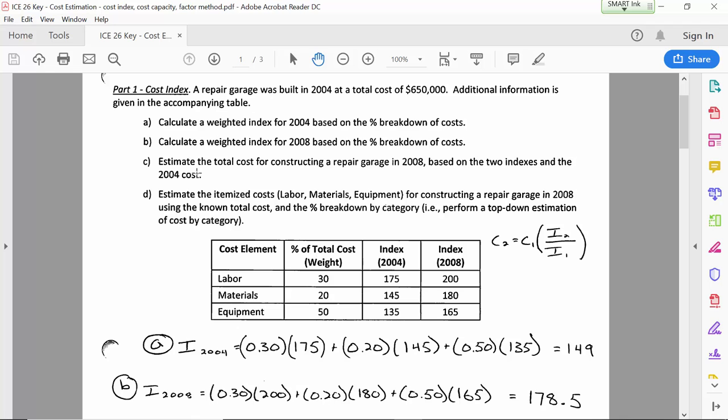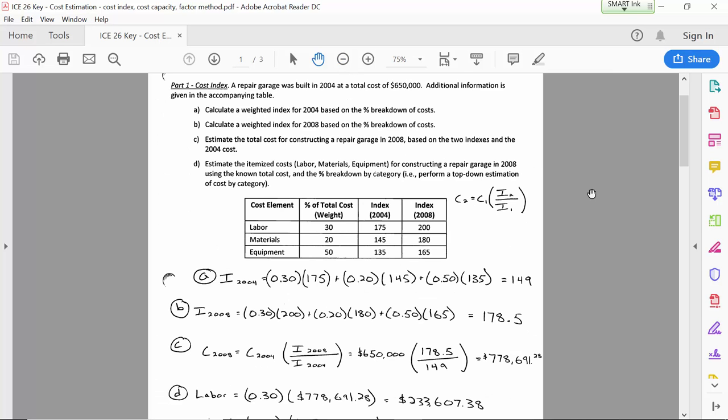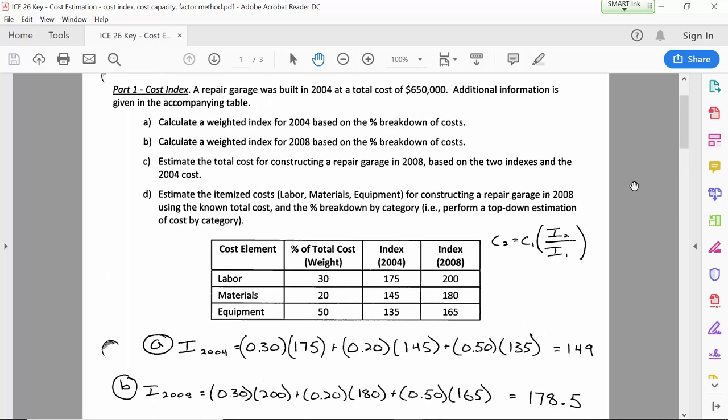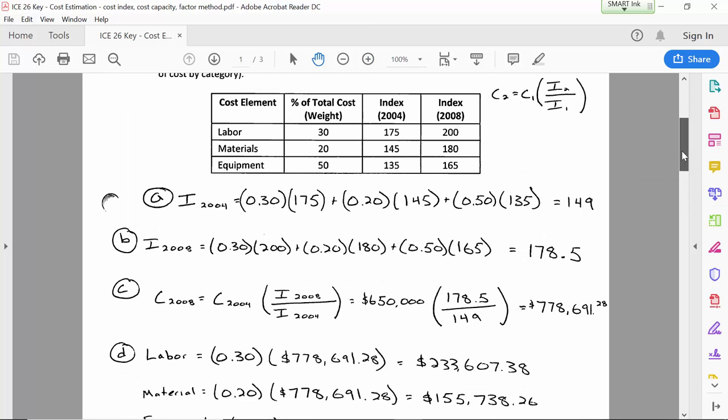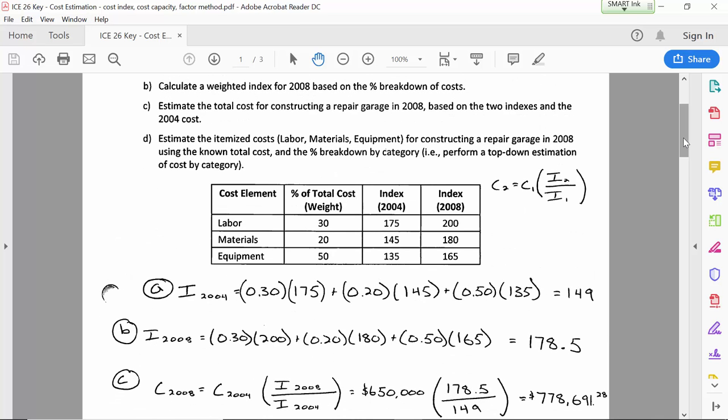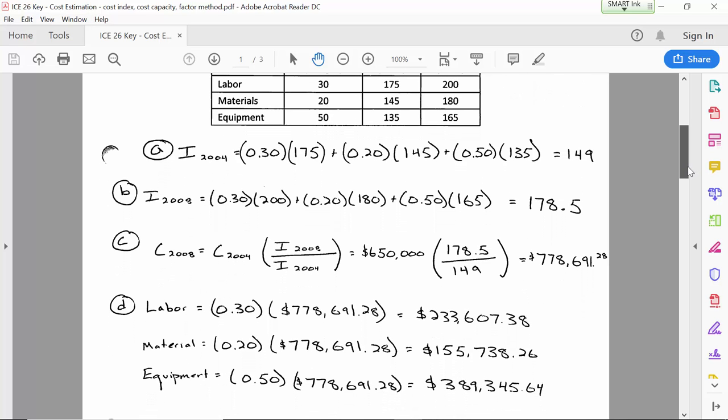Okay. So if we know I in 2004, that was the past, and I in 2008, which is the year we're trying to find the cost data for, then you can substitute those into this formula to find the cost in 2008. Okay, so the overall cost in 2008 is going to be $778,691. And then if that's the total cost, we can find the cost of the individual components by just multiplying it by the weighting. So the labor, the material, the equipment.